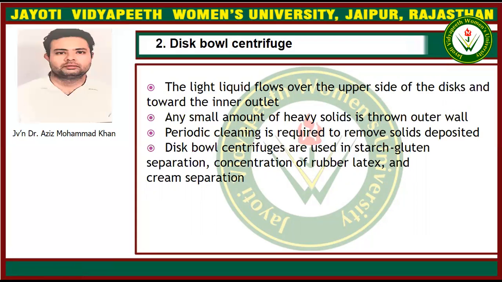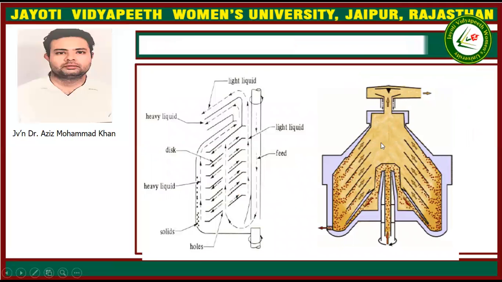Disc bowl centrifuges are used for the separation of starch, gluten separation, concentration of rubber and latex, and cream separation. This is the example of a disc bowl centrifuge in which we add our sample here, and after it is rotated, the heavier samples will be on the outer wall, and the particles which are smaller in size will be on the inside walls. So on the basis of their size they are separated.